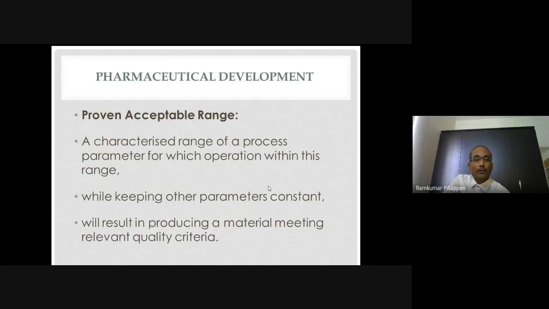Proven acceptable range is a term where you fix the acceptable range of every parameter. For example, we continuously check the thickness of the tablet, so you have to specify how much it can vary while the process is going on. Also for hardness of the tablet, what is the acceptable range? You cannot say exact hardness will come in all the 100,000 tablets, so they vary in a range. So you have to monitor them. Weight definitely will vary, but what is the proven acceptable range has to be understood so that your quality will be ensured.